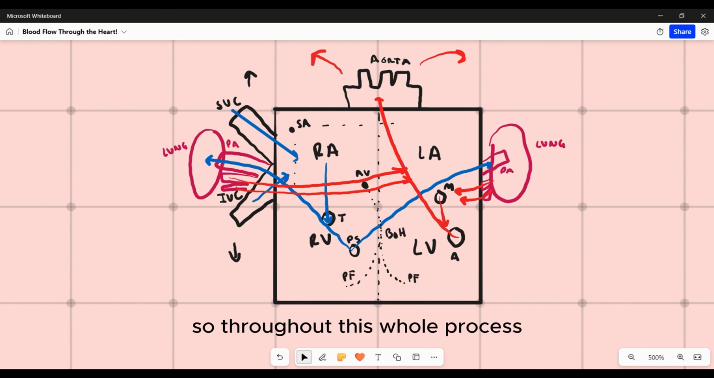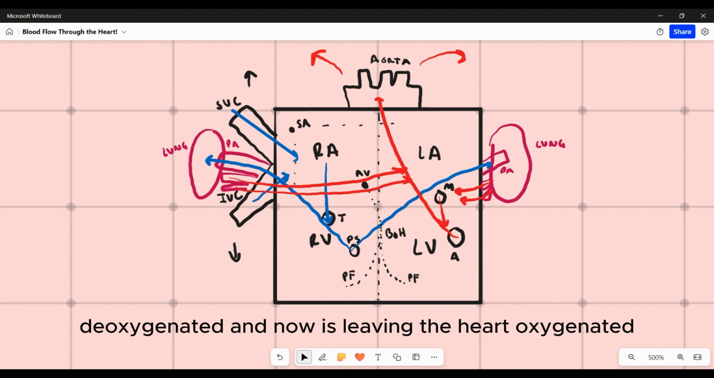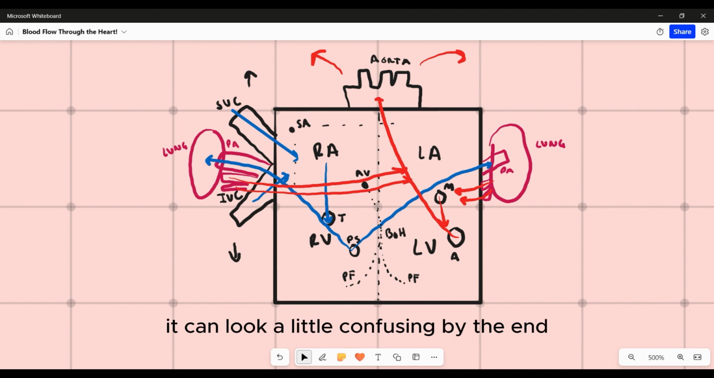So throughout this whole process, the blood entered the heart deoxygenated, and now it's leaving the heart oxygenated. It can look a little confusing by the end, but if you draw it out on your own, it can help a lot with understanding it.